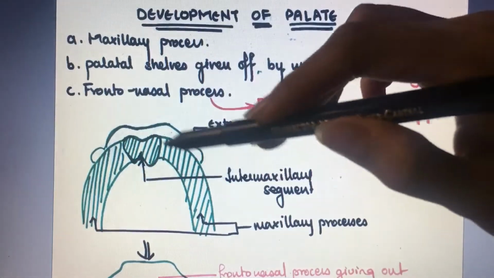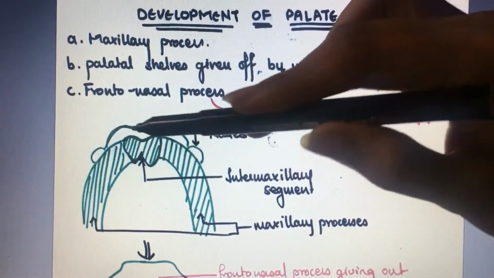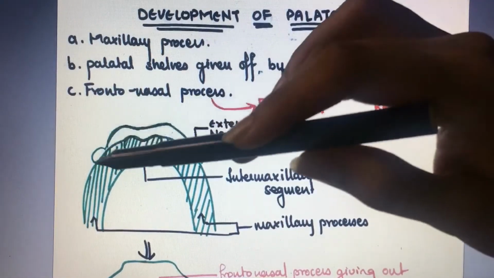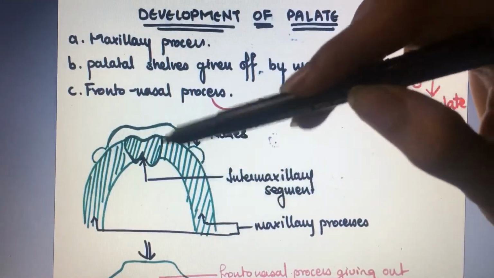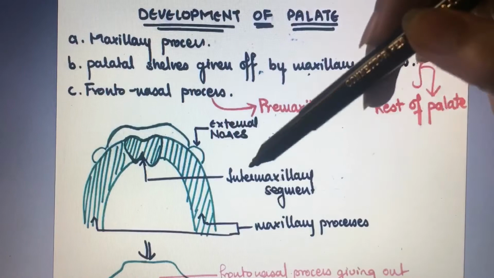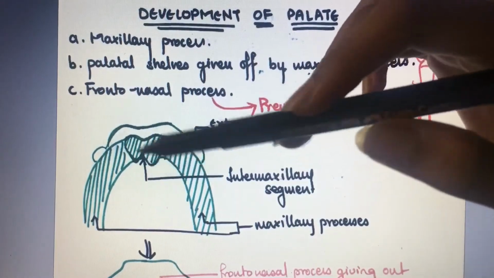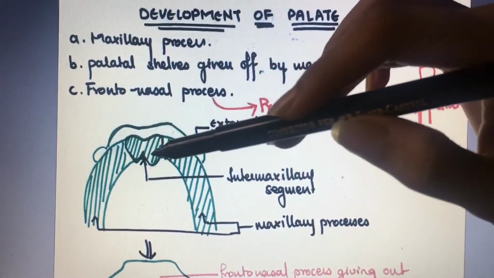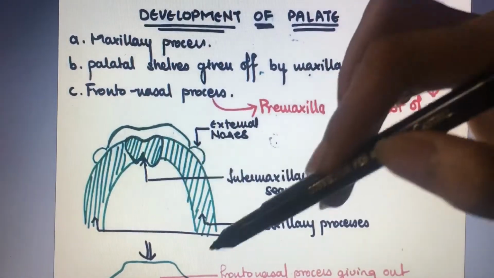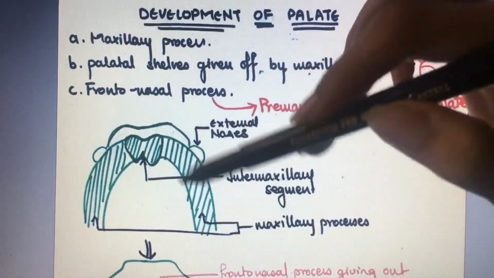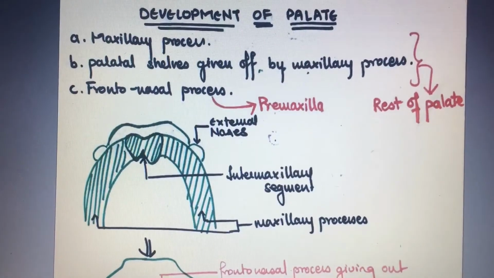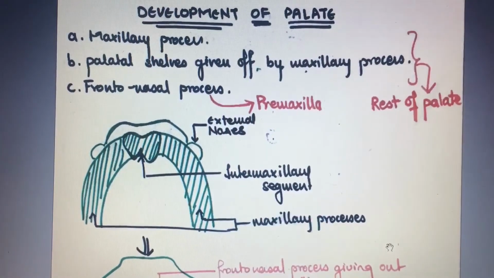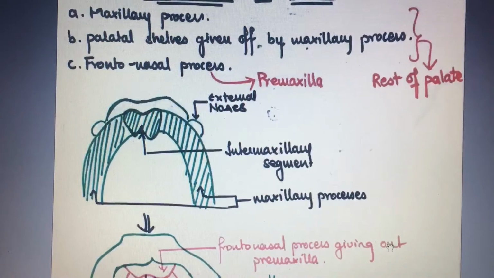This is the intermaxillary process, whereas this is the external nares. These two are the maxillary processes which will eventually form the palate. So this region will eventually give rise to the premaxillary area, and these two give rise to the palatal shelves. So the first diagram is about the development of the primary palate, that is the premaxillary area.